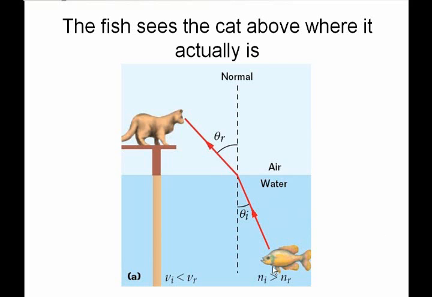The same thing is true with the fish. If he's looking at the cat, he's used to seeing in a straight line, so he's going to see the cat up above when the actual cat is down below. Notice in both cases, the real object is below and the image is up above.